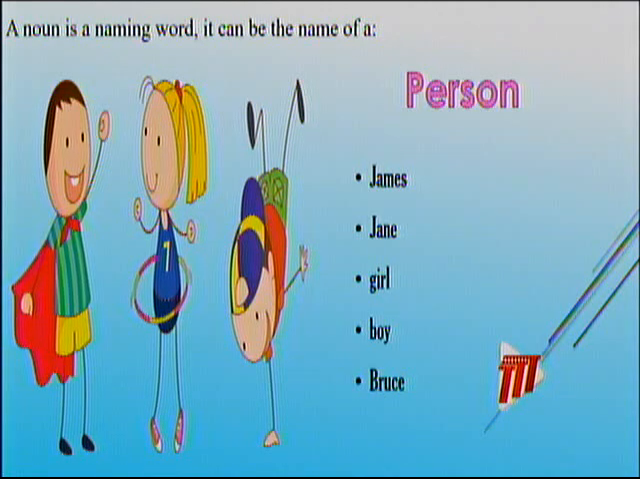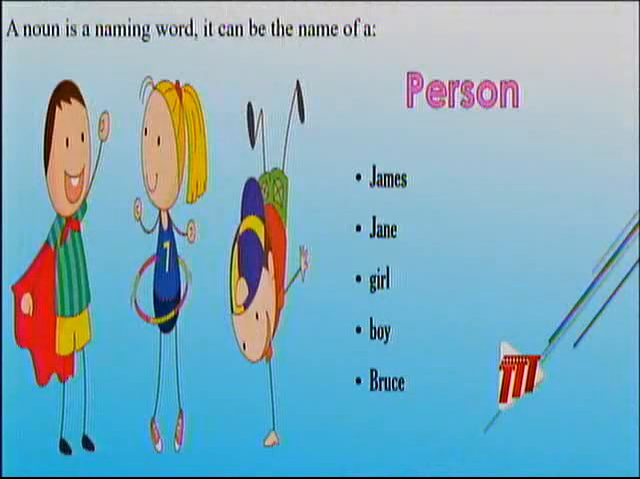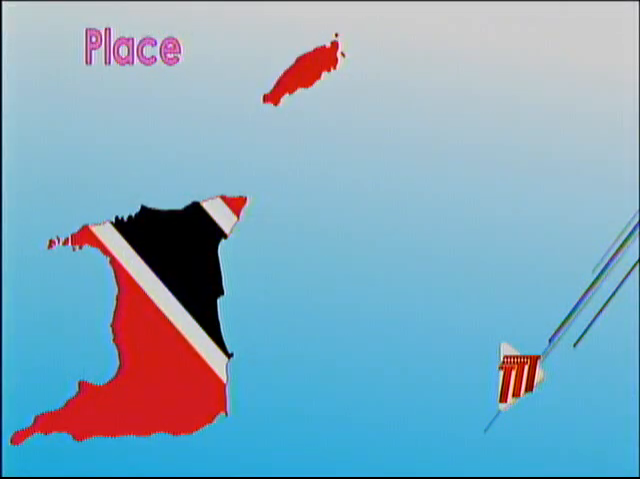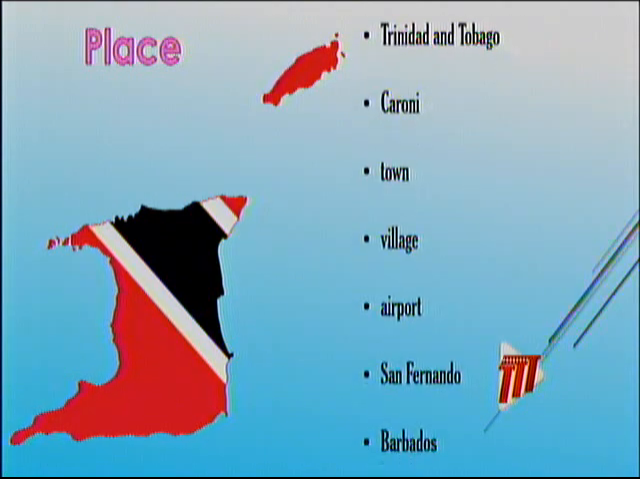So we have here James, Jane, girl, boy, Bruce. And we have three little children here. That would also be a noun. The word children itself there would also be a noun, right? So after we have person, what we have is place. So you all would know this wonderful island that we have here. This is our island, and the name of this island would also be a noun. So we have Trinidad and Tobago, we have Caroni, we have town, village, airport, San Fernando, and Barbados.